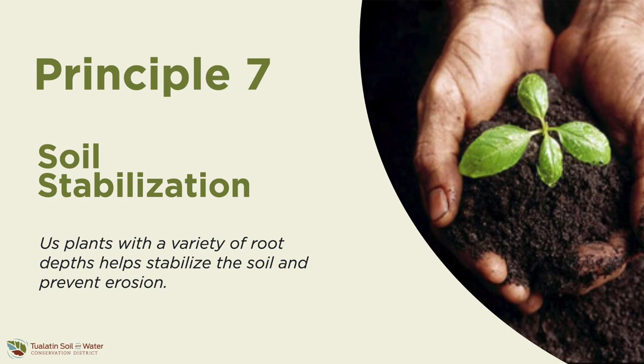By using different root types, you are creating a network that holds your soil into place so that it won't run off in the wintertime as rains or winds pick up. Now, if you're wondering what type of root a plant has, a good rule of thumb to remember is that each plant has a different type of root, which is another reason why you really want to incorporate different plants throughout your landscape.